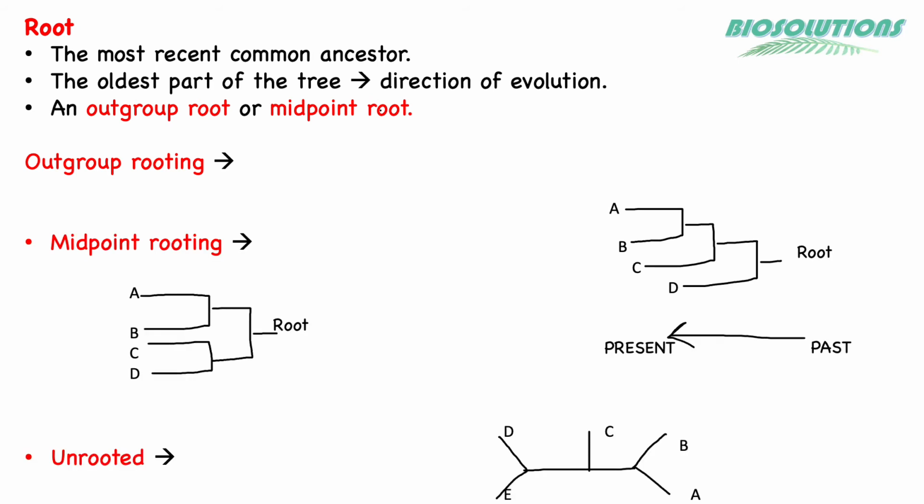It is the oldest part of the tree and depicts the direction of the evolution. Phylogenetic trees can be either rooted or unrooted. If a common ancestor or an outgroup is known, a tree can be rooted at midpoint or as an outgroup root. Outgroup rooting involves more distantly related sequences to be included as an outgroup, whereas in midpoint rooting, we assume the presence of a molecular clock and place the root at the midpoint between the two longest branches. Otherwise, in an unrooted tree, branches are placed based on their relative similarities and differences.